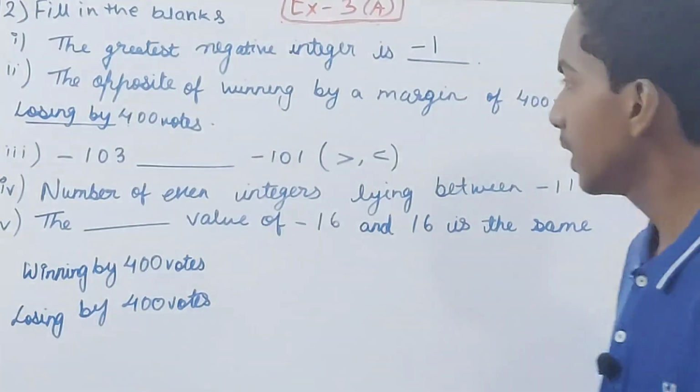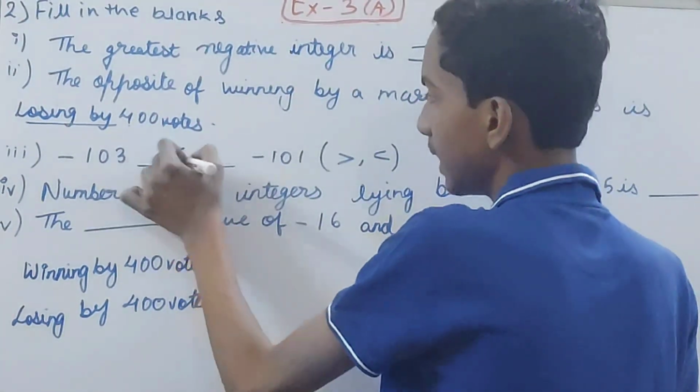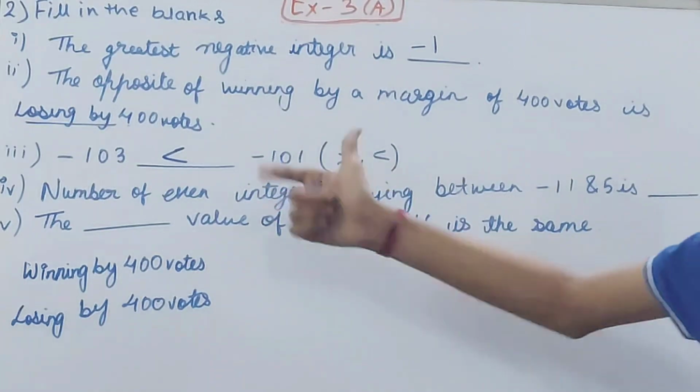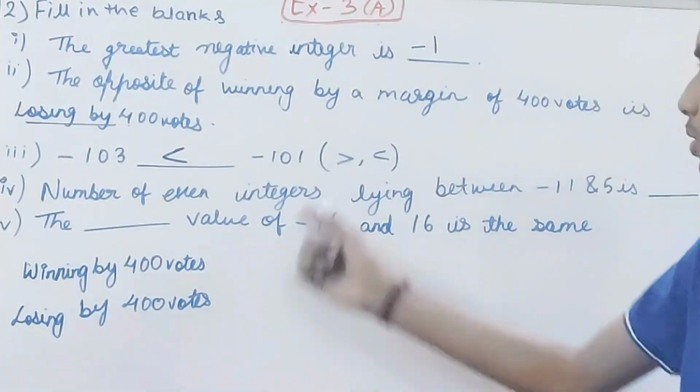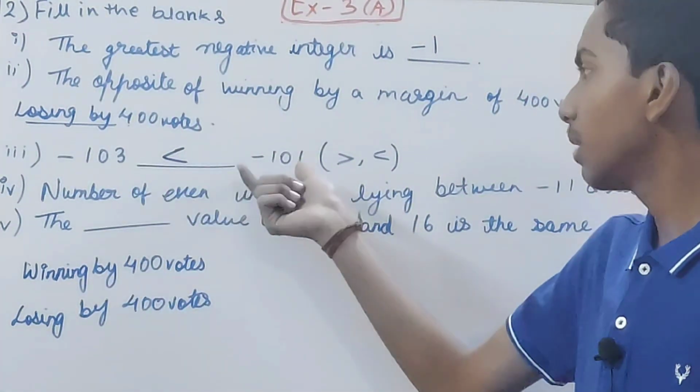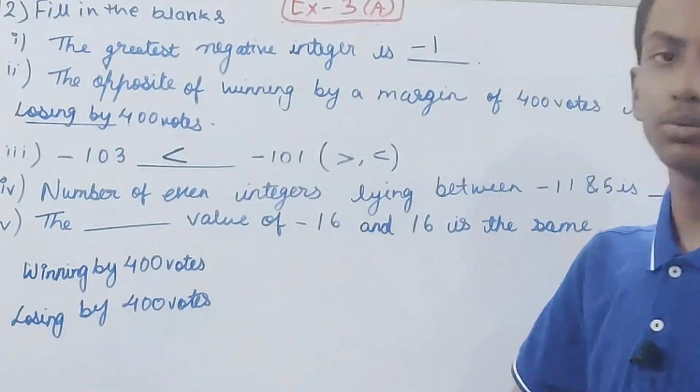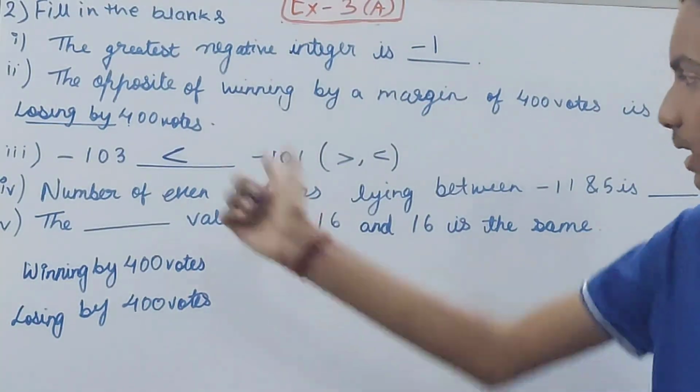So 103 becomes smaller than 101 but negative. So minus 103 is what? It is less than minus 101. Okay, practically also you can do this. Just look at this, they are negative, and when the numbers are negative, just see the number with the smaller absolute value. It will always be greater than the other one.